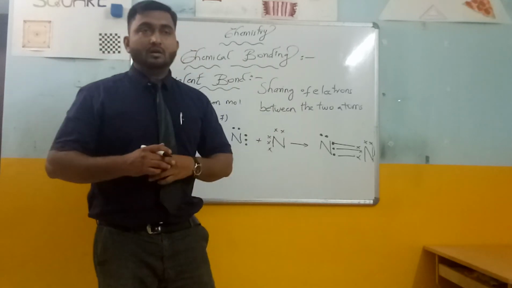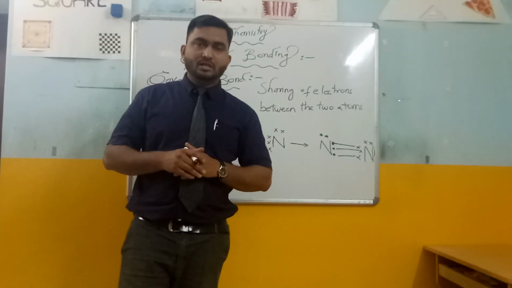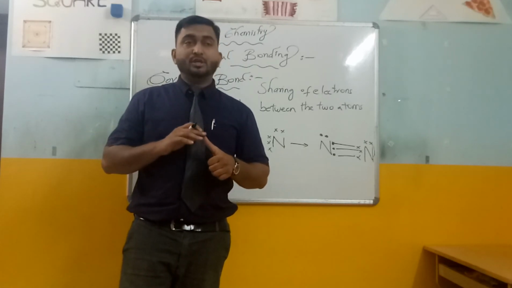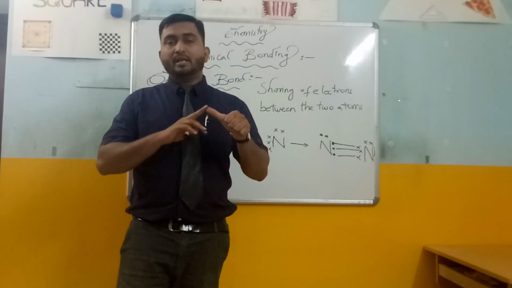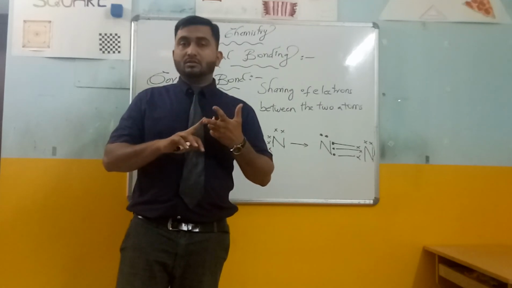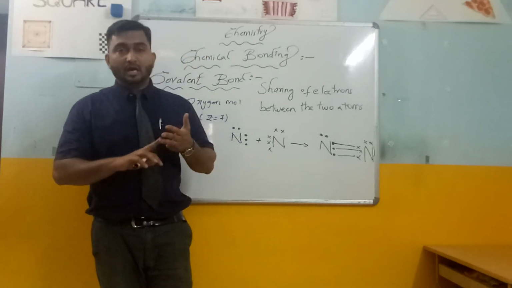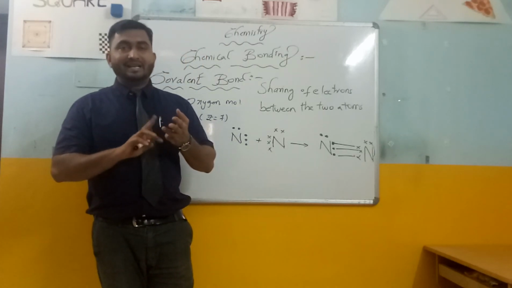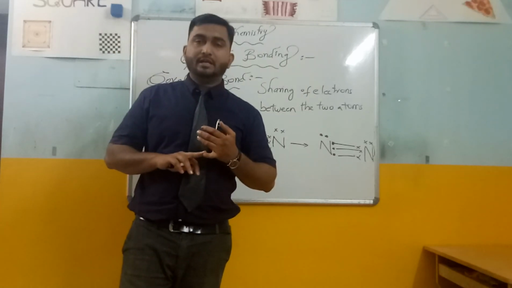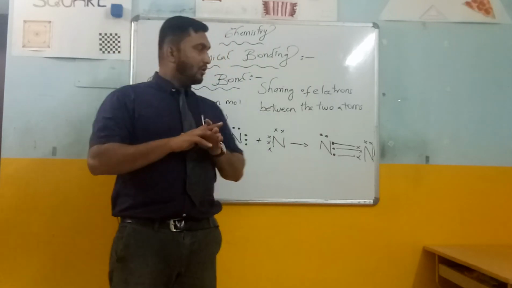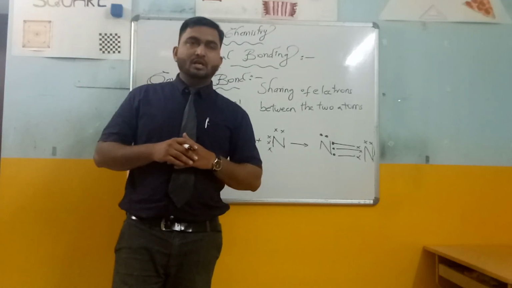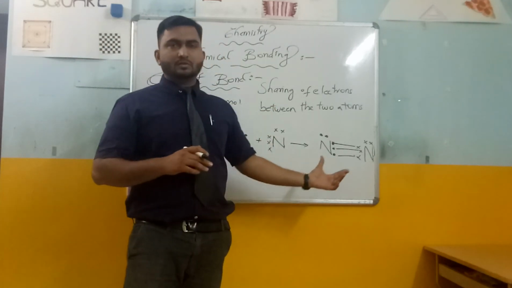Now, covalent compounds have different properties. They have very low melting points and very low boiling points. They are not soluble in polar compounds. They are poor conductors of electricity as well as heat. So we have different properties of covalent compounds. We will study this in the next class.